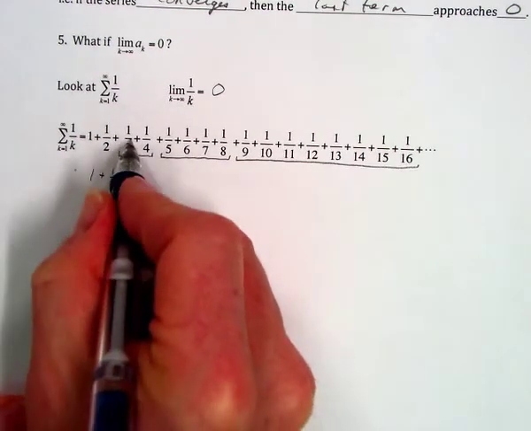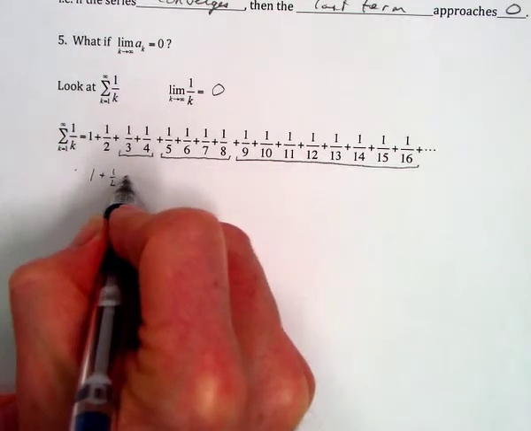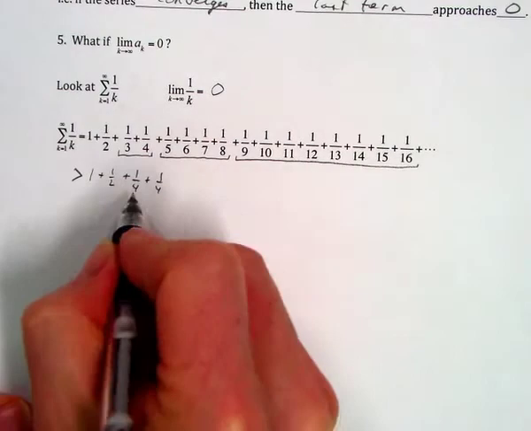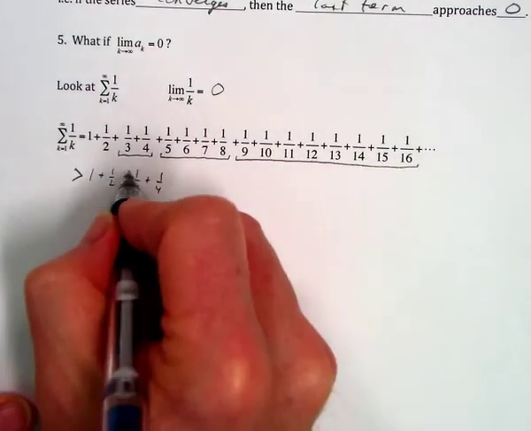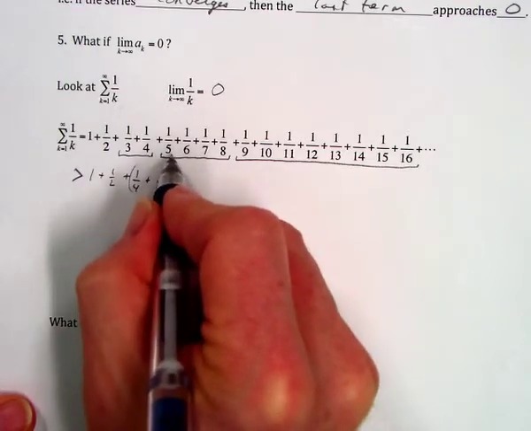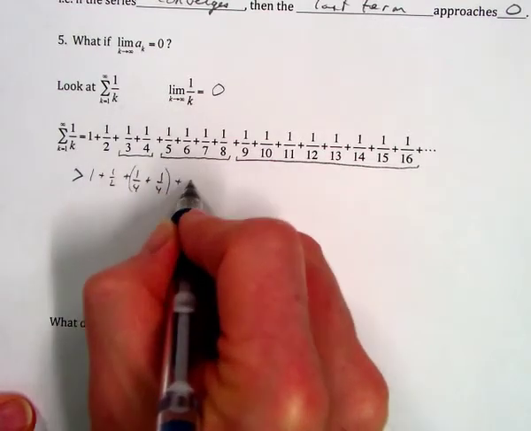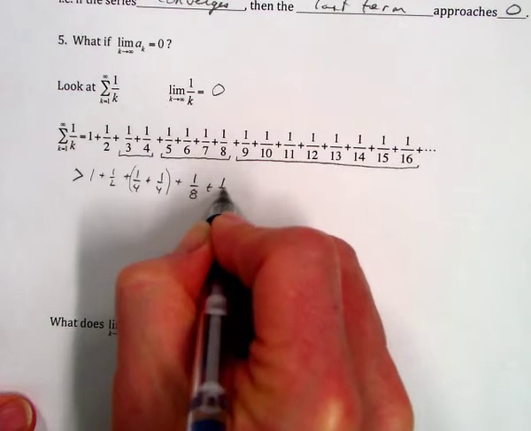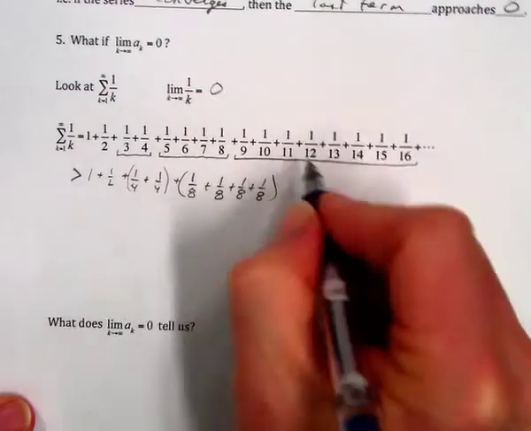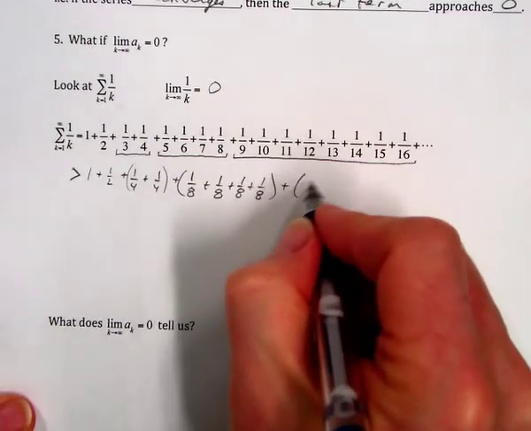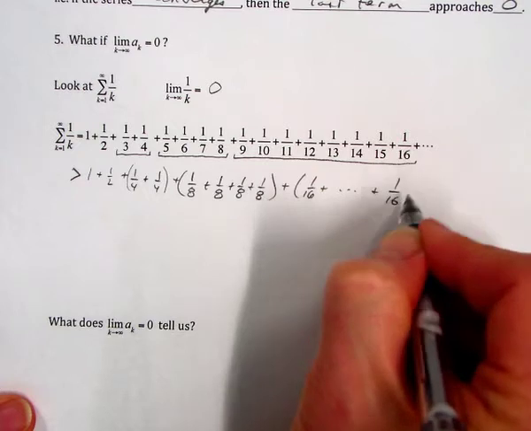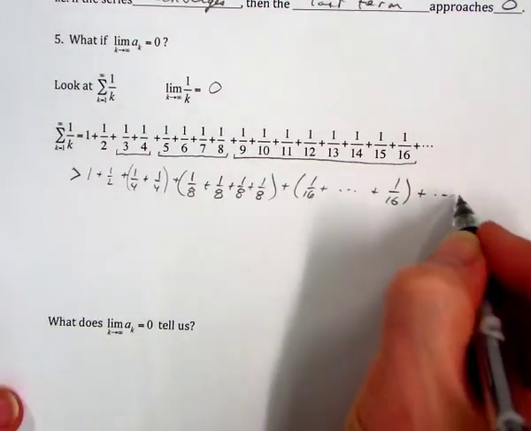When we do this, since 1/3 is greater than 1/4, this original sum is going to be more than. And let me group these together. Let's do it for the next part as well. We're going to take 1/5 all the way to 1/8, and we're going to make them all 1/8. We do it again for the 1/9. That'll be 1/16 plus all the way down to 1/16. And then we continue on this.